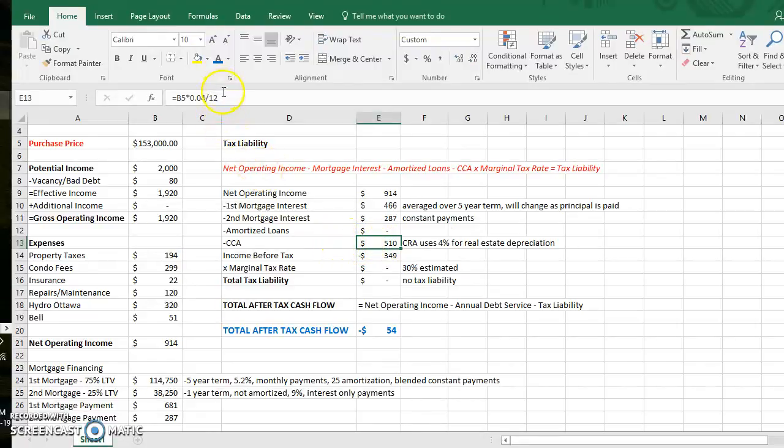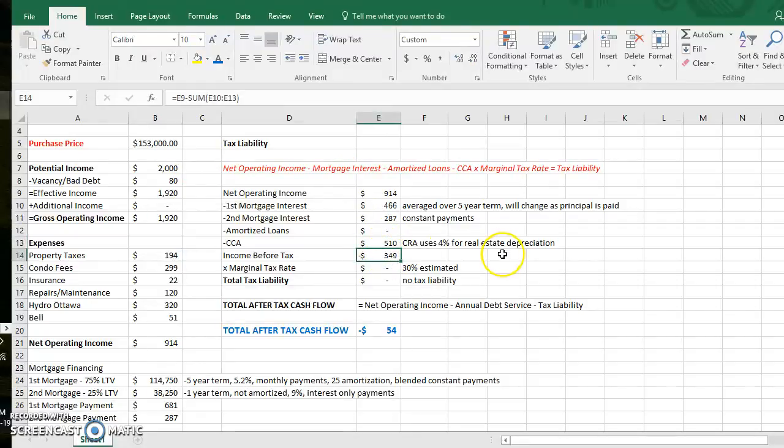Now over here you'll see I have the equation B5, which is the purchase price, times the 0.4% divided by 12 is your monthly portion. The reason I'm using $153,000, which is the full purchase price, is because in a condo, the entire portion of the property is building. There is no land essentially. So if this was a normal house, there would be a ratio of land to building that I would use here, but again, because it's a condo, we use the full amount. So that's 510 is the equation.